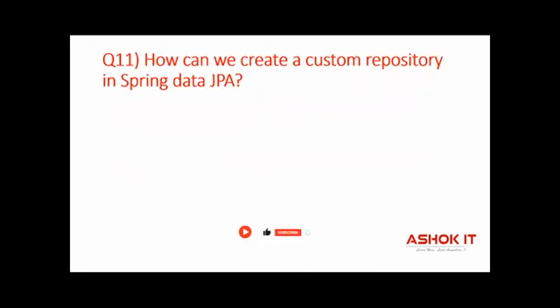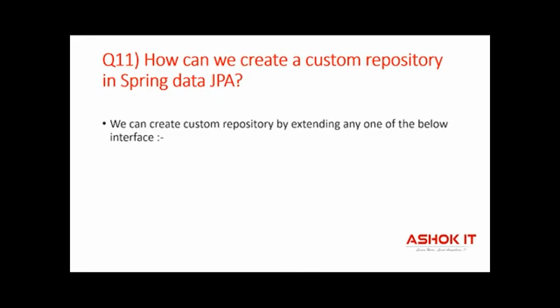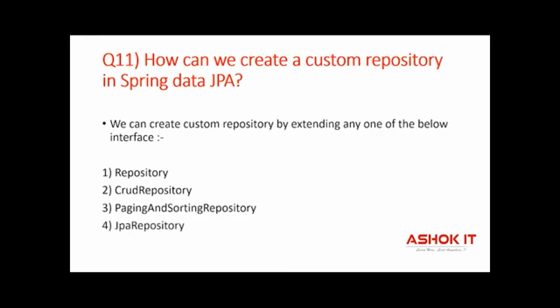How can we create a custom repository in Spring Data JPA? Or simply they are going to ask, how can we create a specific repository for an entity class, or create a user repository, product repository, employee repository? The question may be asked in different ways here. The answer is very simple. You use one of the below interfaces. You write one interface again. So create a child interface by extending Repository interface, CrudRepository, PagingAndSortingRepository, or JpaRepository.